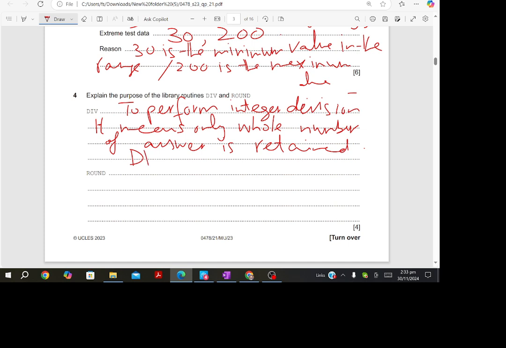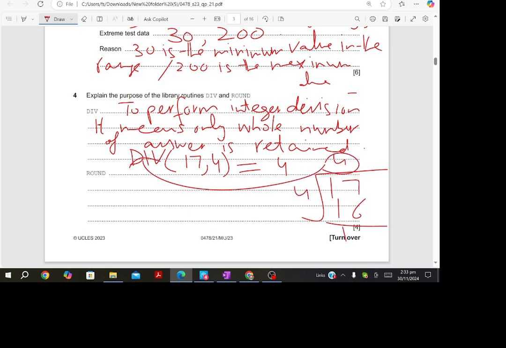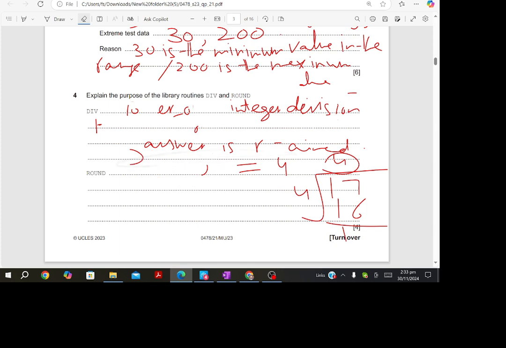You can write this way: div 17 comma 4 is equal to 4, right? Because we did it this way. I'm just repeating it. For 4 times 4 is 16 remainder 1, the div was this value. Div is used to perform integer division. It means only whole number of the answer is retained, and this way you can do it.